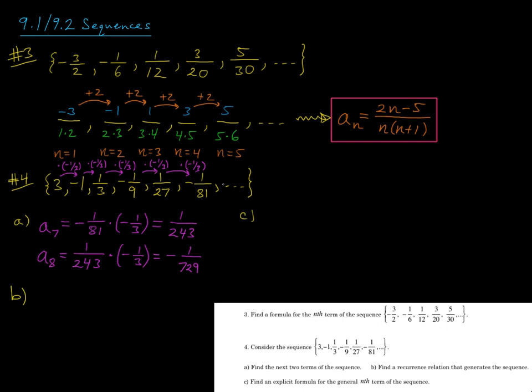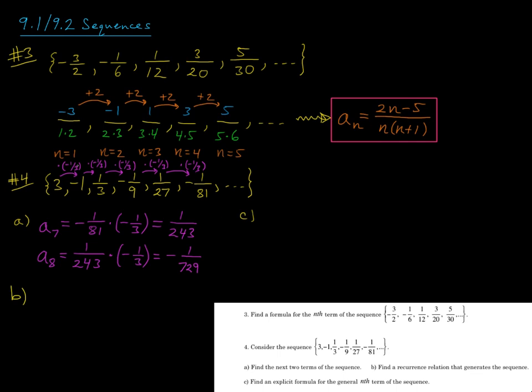So to get to the next term, which would be a7, just take -1/81 and multiply that by -1/3. That's going to give you 1/243. To get the next term, a sub 8, that's going to be found by taking the 1/243, multiplying that by -1/3. So that's -1/729. For part B, find a recurrence relation that generates the sequence.